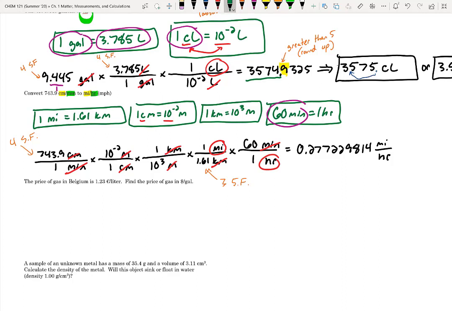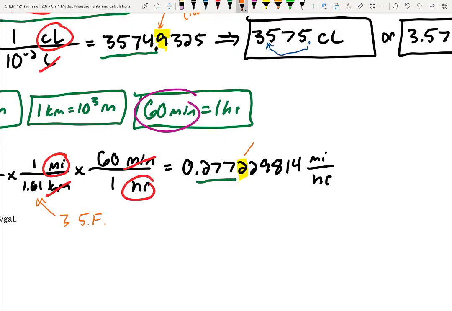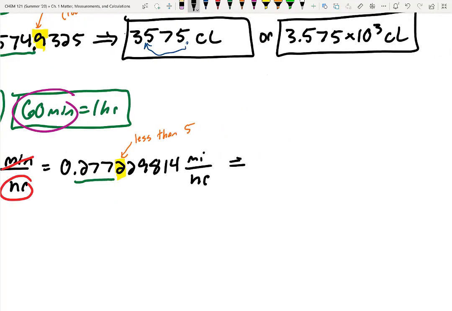So I go ahead and I would underline all of these, and I'd say, well, the one to the right of it is less than 5. So we're not going to round up. So I'm just going to convert this and chop off everything on the end and say 0.277 miles per hour.